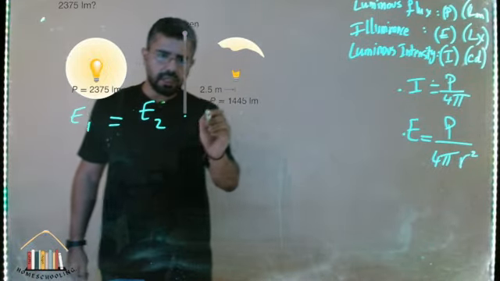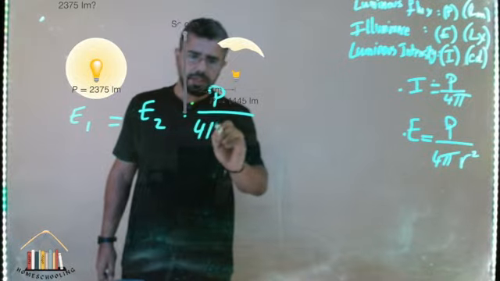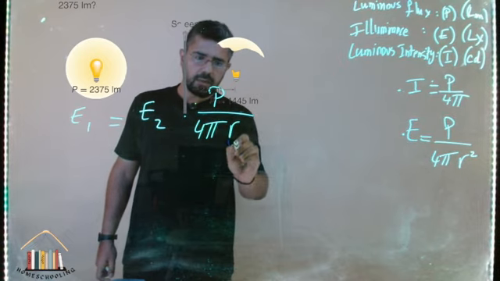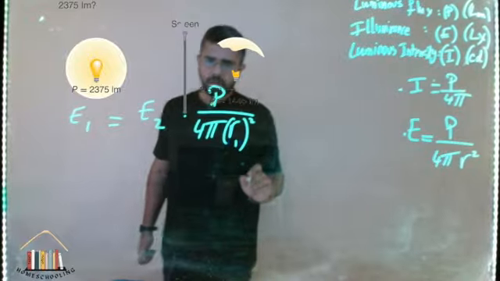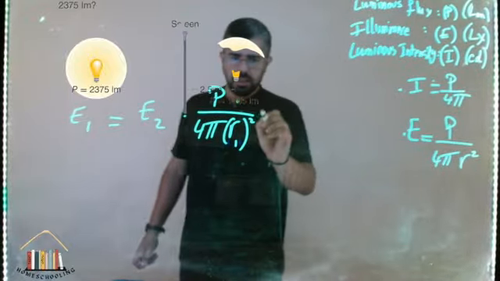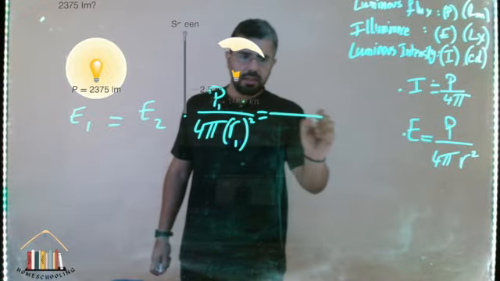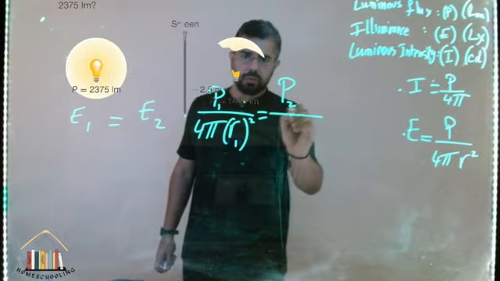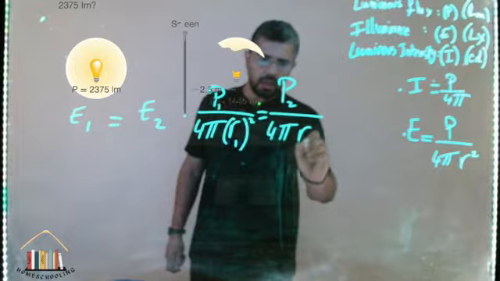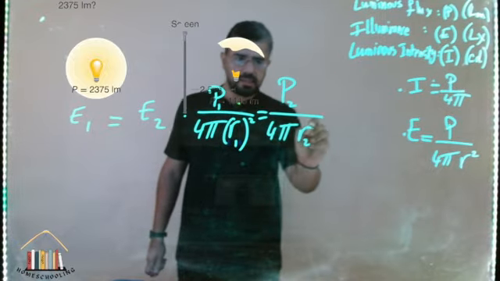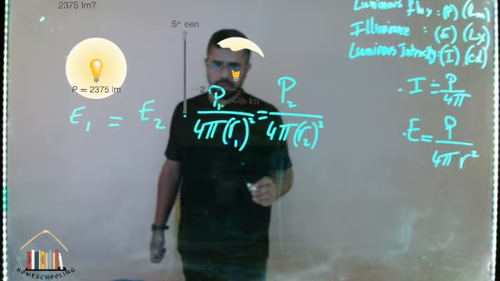E1, of course, it's P1 over 4 pi r1 squared. I will call it r1 squared because we have two distances here. It's equal to P2, from the second light bulb, over 4 pi r2 squared, because of the second distance. Okay, so that's the main equation.